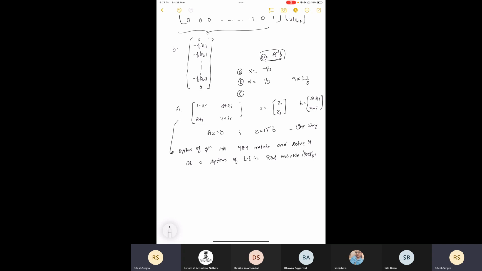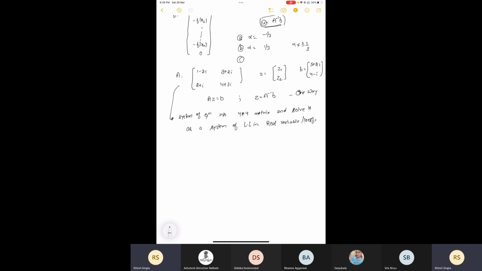That is what question number 3A part is asking you. If you can do it for part B, then part A will be trivial. So can you transform this system of equations into a 4 by 4 matrix? No, sir. Okay, let us do this.